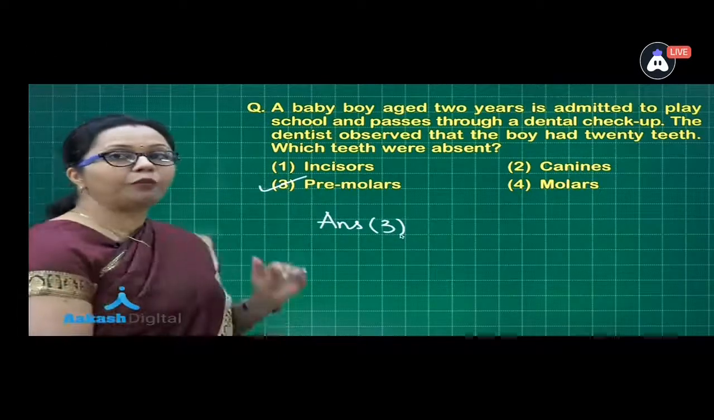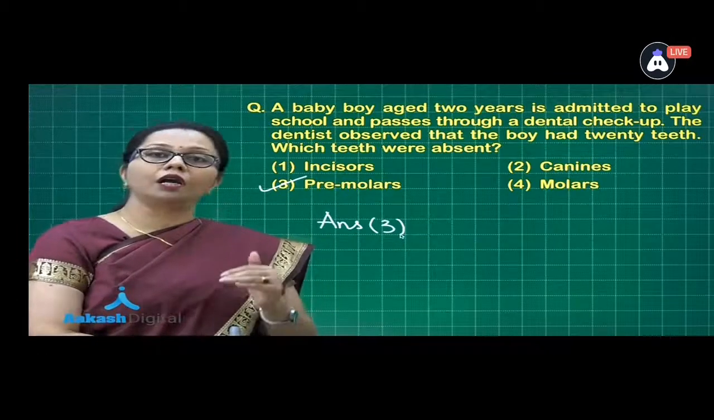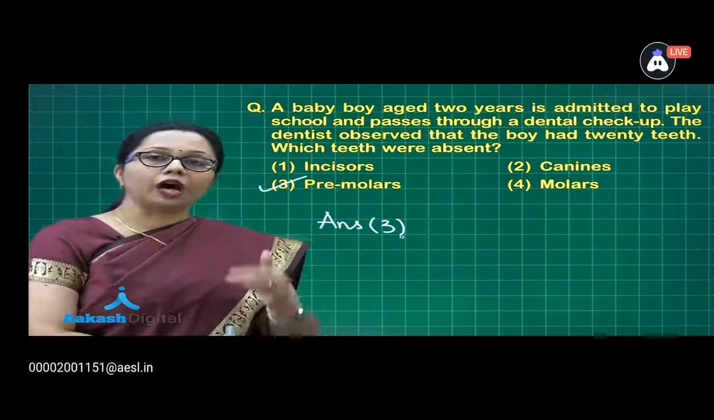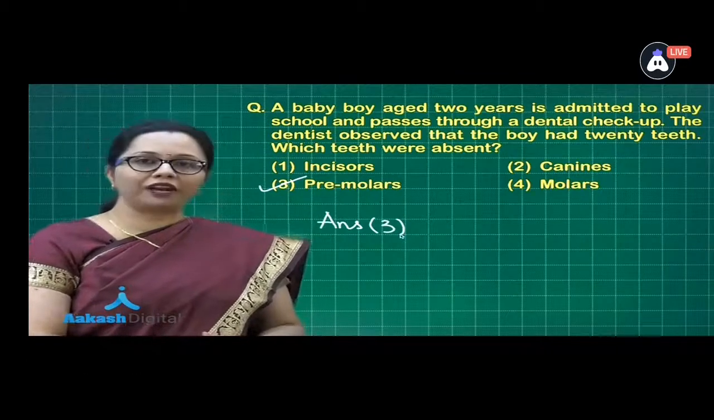So we have covered the buccal cavity, where the important structures present are the teeth and the tongue. Now let's move ahead from the buccal cavity and pass into the pharynx.